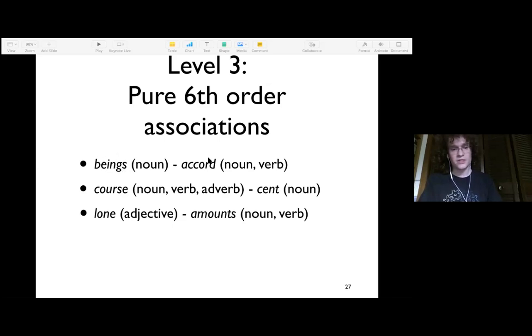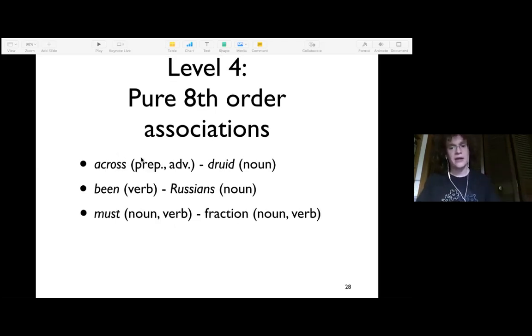We've got beings, which is a noun, and accord, which is a noun and a verb, course, which is a noun, and sent, which is a noun, loan, which is an adjective, and amounts, which is a noun or a verb. It becomes increasingly less clear what kind of information we're detecting, whether it's linguistically useful at this level, just by inspection. And at eighth order association, we have words that seem to be fairly unrelated to each other. We have must and fraction, which are both a noun and a verb, but we also have across and druid, where across is a preposition or an adverb, and druid is a noun.